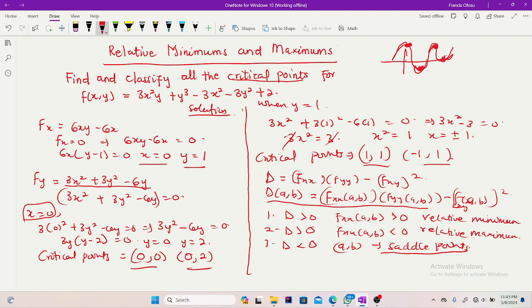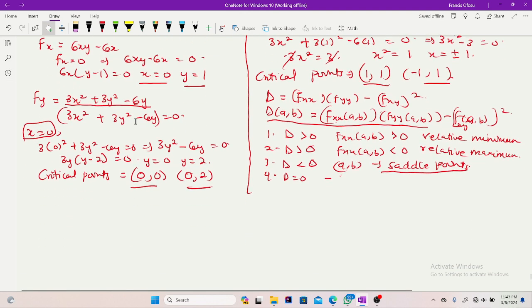Now, if you find D and D happens to be equal to 0, then you say it's indeterminate. You can't determine it. When D is 0, it can either be a minimum, maximum, or even a saddle point. So you have to use other techniques to classify. These conditions are what you are going to use to classify the critical points you have now. So let's see how you apply that.